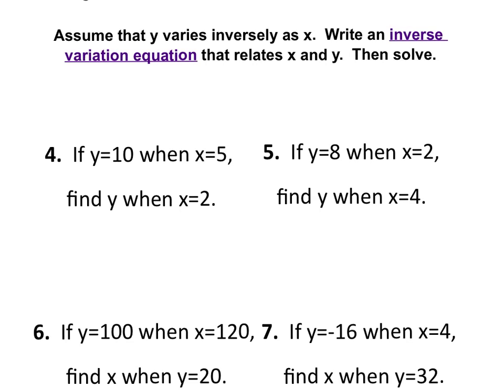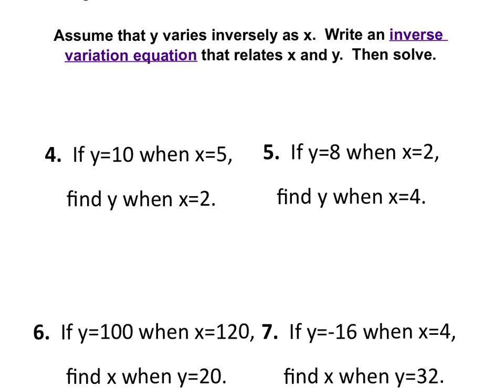All right, so a little bit more review. Assume that y varies inversely as x. Write an inverse variation equation that relates x and y, then solve. So here, as you recall from the other day, we could use either the product rule or setting up a proportion. I will use what method I think is the simplest for myself, but again, you could use whatever one you would like.